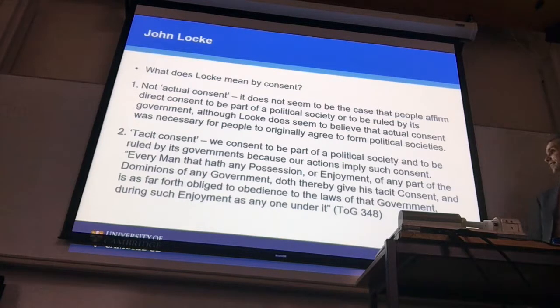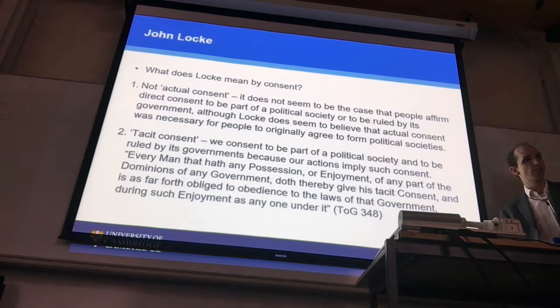We tacitly consent to govern, then, when we remain in a state, for Locke. And he has this line about anyone who possesses or enjoys part of a state, therefore tacitly consents to be governed by that state. And it is that that then obliges us to obey the law.